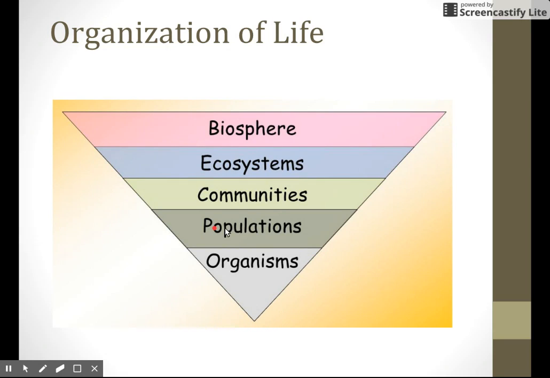So here's our organization of life. I didn't talk about the biosphere because our biosphere is known as Earth. So it would be the entire Earth itself. But we start from the organisms. A group of organisms of the same species become a population. Multiple populations living together in a given area are communities. Multiple communities, as well as the non-living things within an area, make up the ecosystem. And the multiple ecosystems, which can be considered biomes and other things, come together to make up the entire biosphere, which is Earth.